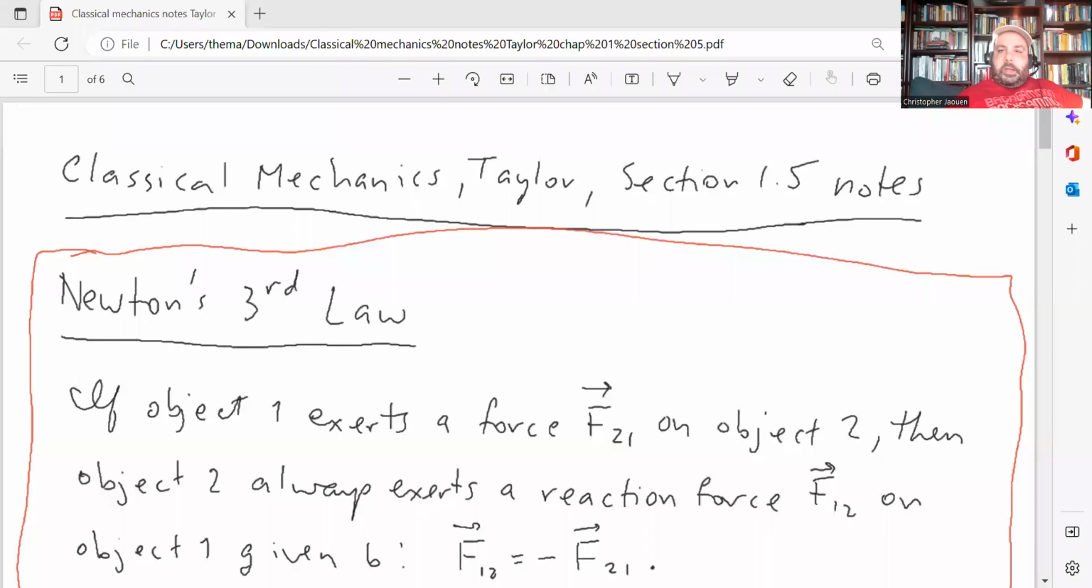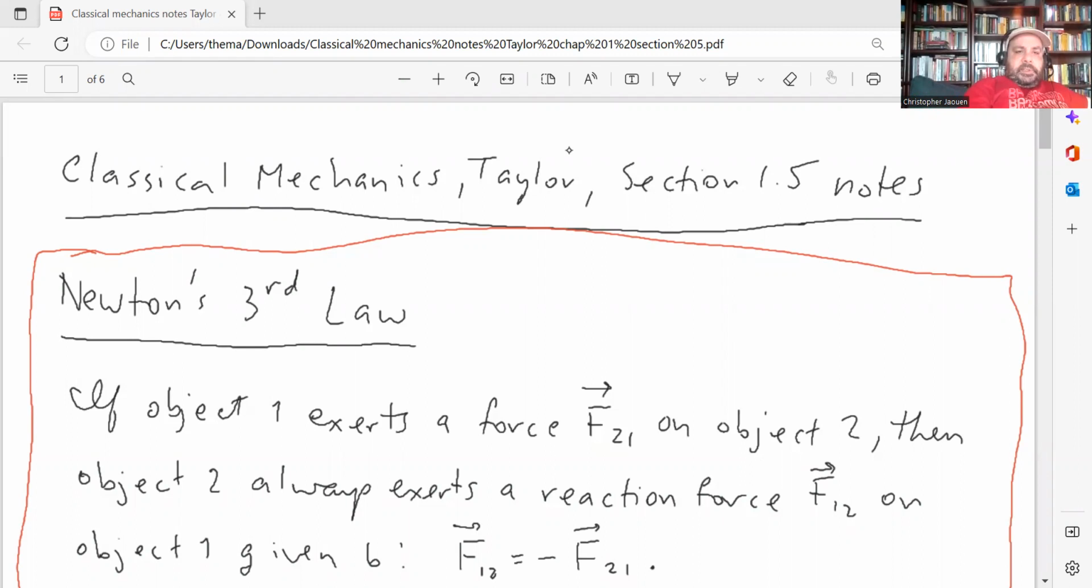Let me bring up my summary. Section 1.5 is on Newton's third law. So let's start by defining what Newton's third law says. We've already talked about Newton's first law and Newton's second law in, I think, the last video that we did for Taylor. So let's continue with the third law here.